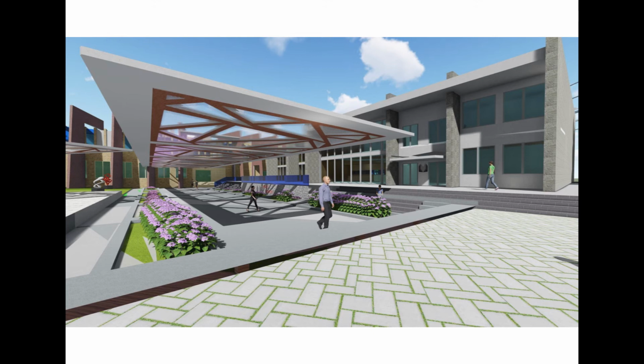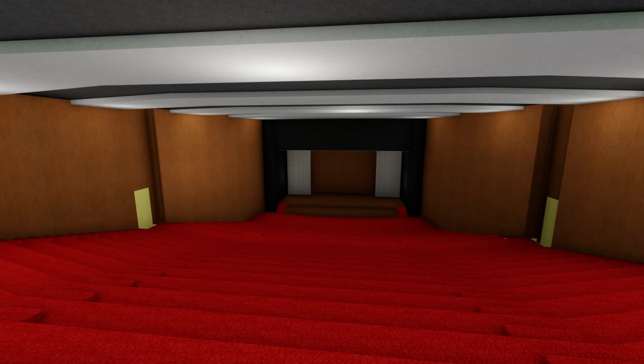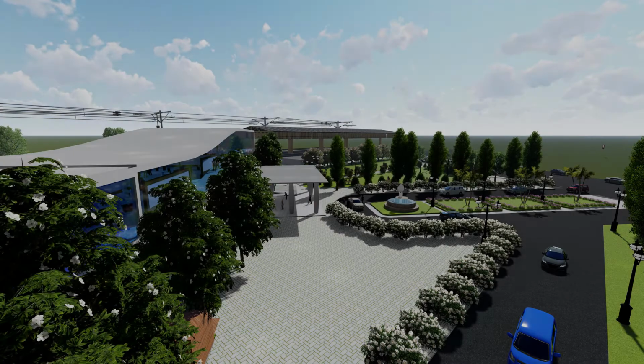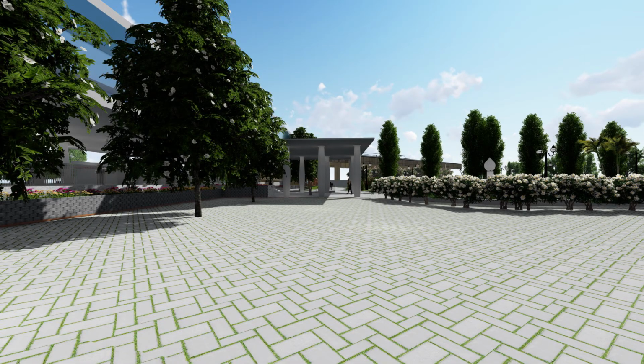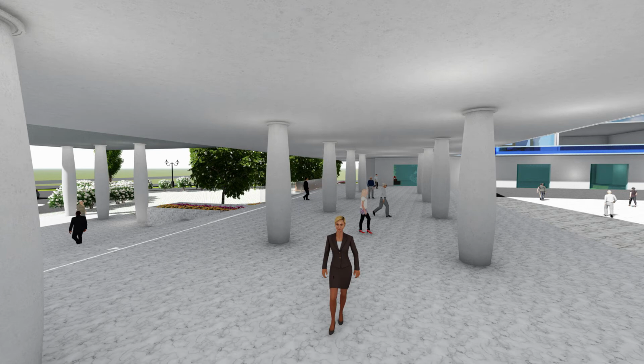Daylighting techniques include adding a tall glass facade, bringing in natural light and reducing the need for artificial light. This is the internal view of the auditorium. There is a staircase provided at the front facade of the building to go to the ground floor from parking. When we go straight, we reach the ticket counter.